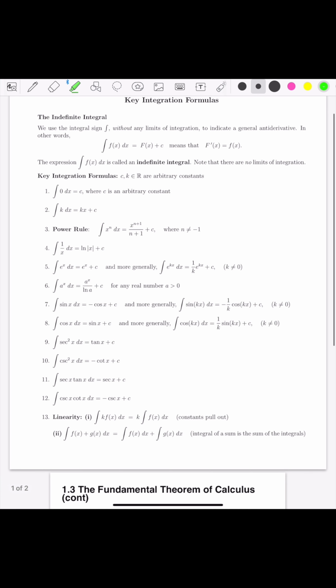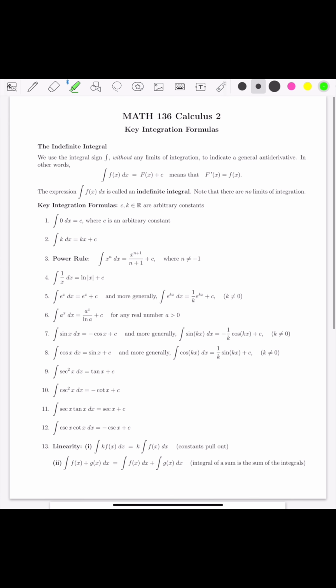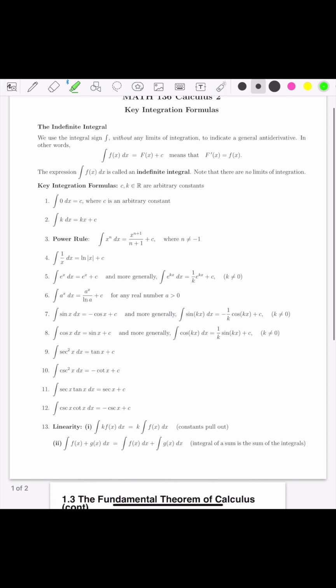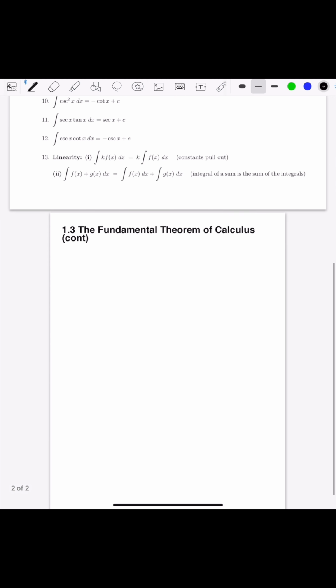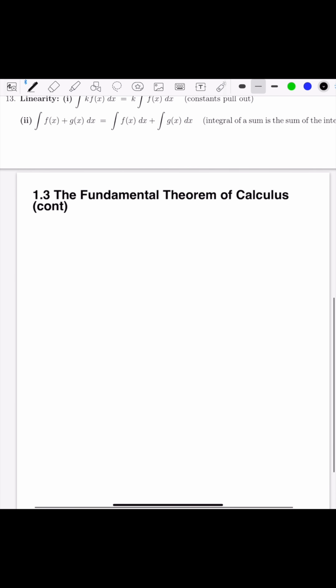But these are our key integration formulas, and I uploaded these to Canvas on the course essentials module. At the very top of the Canvas page you'll find the antiderivative formulas, and you'll see this worksheet which has all of the formulas that you need to be able to finally use the antiderivative formulas to evaluate integrals. In the last video, we said that the fundamental theorem of calculus allows us to use the antiderivative and plug in the bounds to evaluate definite integrals.